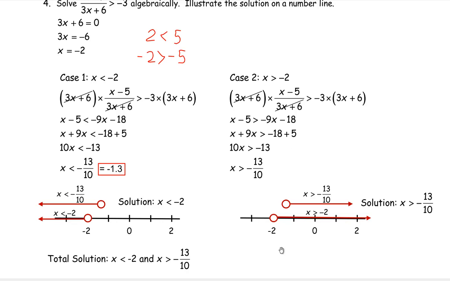So you graph the case, x is greater than negative 2. Remember, open circle because there's no equal to sign there, so just to the right of negative 2. And this would be x is greater than negative 1.3 or negative 13 tenths. Now where they overlap is actually x is greater than negative 13 tenths. So the solution there would be x is greater than negative 13 tenths. So the total solution for the whole question is x is either less than negative 2 or it's greater than negative 13 tenths. That would be the solution for number 4.